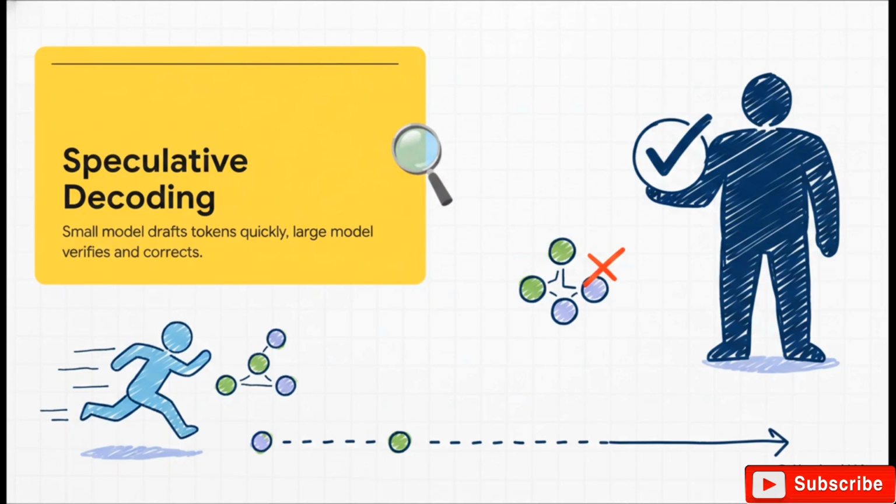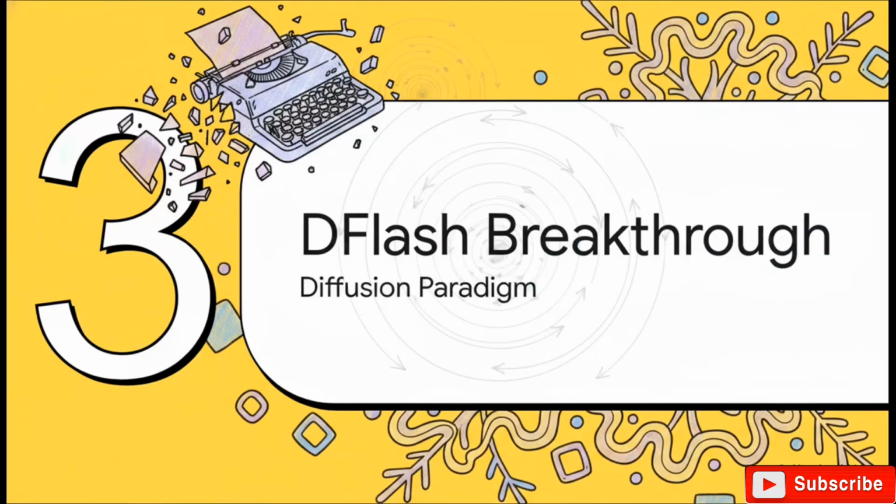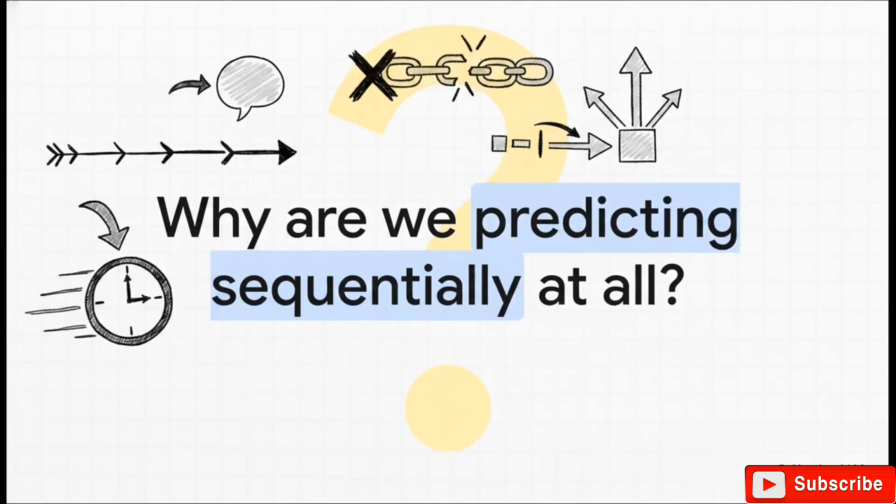But it had a fatal flaw. Those fast little draft models, they were still autoregressive. Even the sprinters were forced to generate their guesses one single token at a time. Which brings us to Section 3, the DFlash breakthrough, the diffusion paradigm. This is where the massive architectural shift happens. So here is the million-dollar question. Why are we predicting sequentially at all?